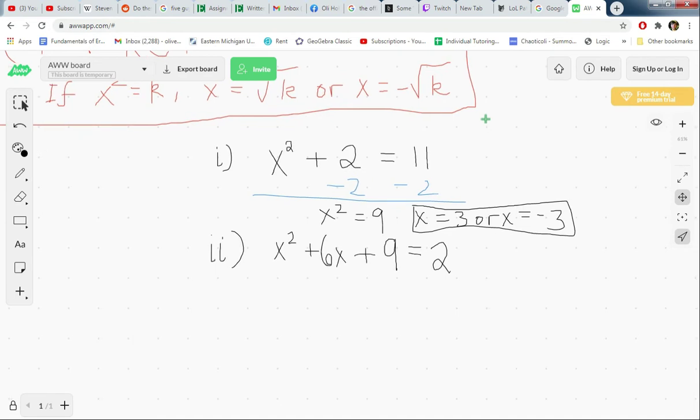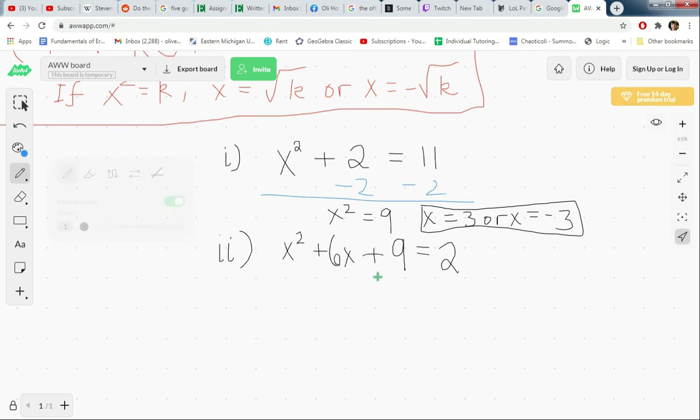Let's look at example 2 here, where we have x squared plus 6x plus 9 is equal to 2. This one's a little bit trickier because now we've got this extra, notice the difference between these two problems. In this problem 2, I've got this extra linear term right here, this extra 6x that wasn't there originally. So the way that we deal with this is by factoring. This is actually a perfect square.